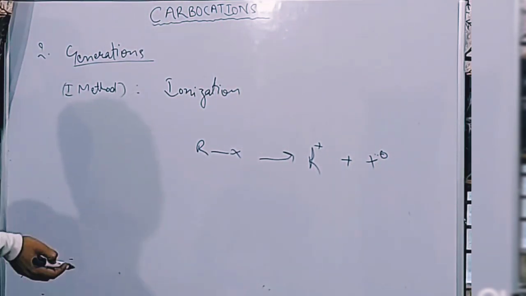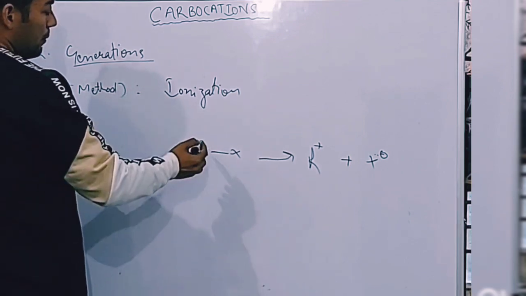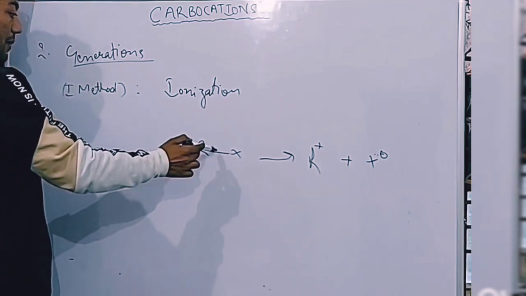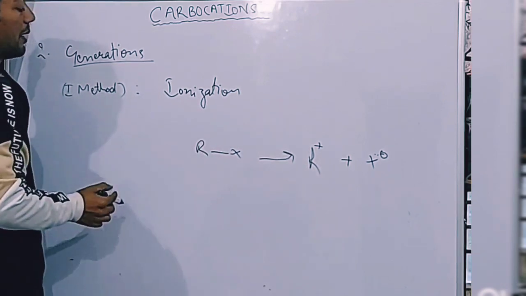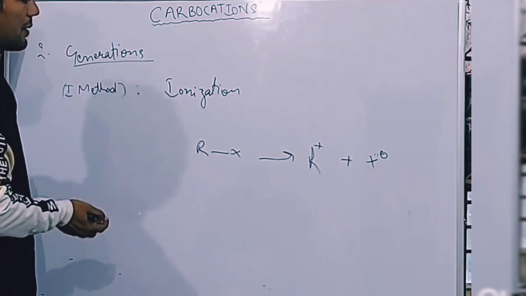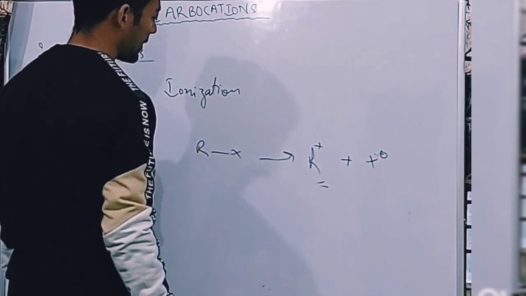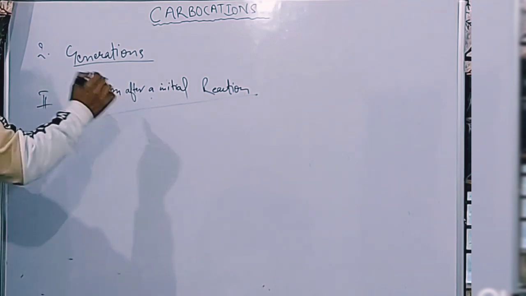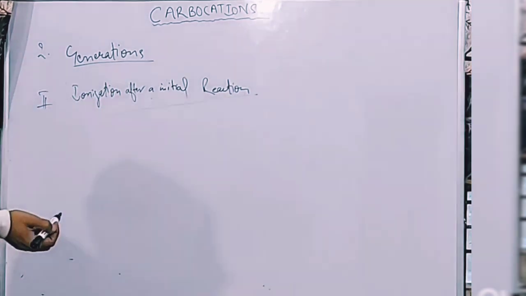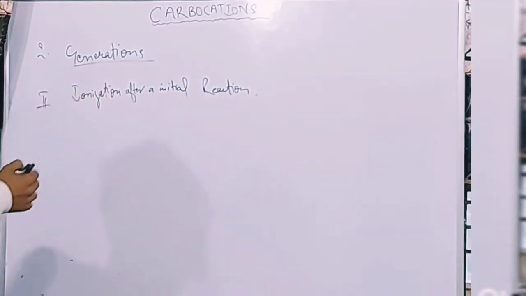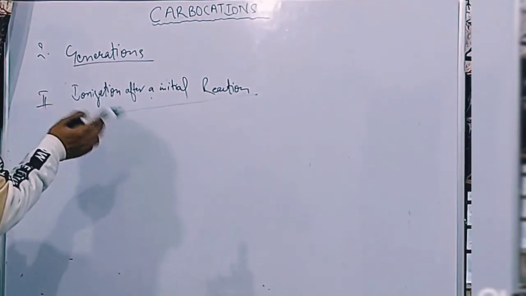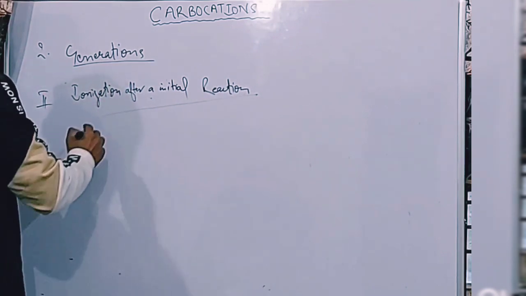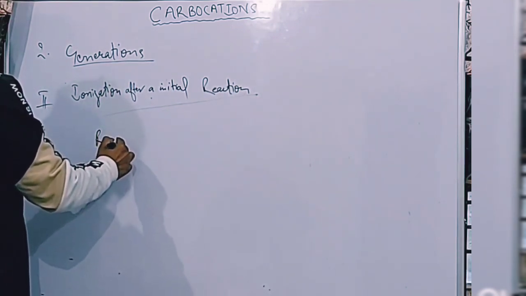In this ionization method, what we do is we have an alkyl halide, and when we ionize this, the electrons from this bond go to the halide group, and R becomes positively charged, hence it is a carbocation. This is a simpler method. The next method to generate carbocation is ionization after initial reaction. Suppose we have a functional group in an organic compound, and ionization of that functional group occurs in an initial stage. For example, we have an alcohol group.